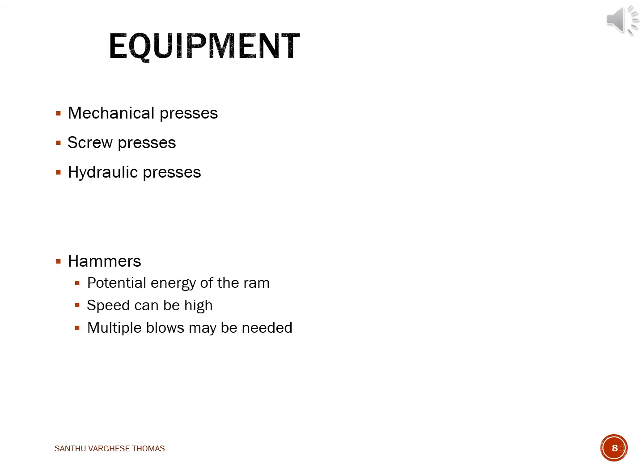The various types of presses that are used are mechanical presses, screw presses, and hydraulic presses. Also for impact forging, hammers are used. In impact forging, the potential energy of the ram causes the shape change. The speed can be very high. Also, multiple blows may be needed for a shape change.